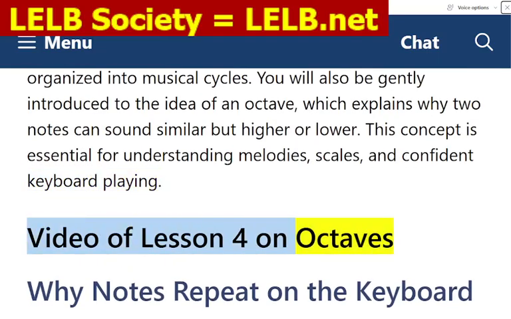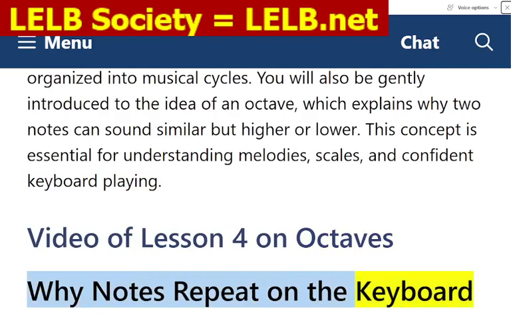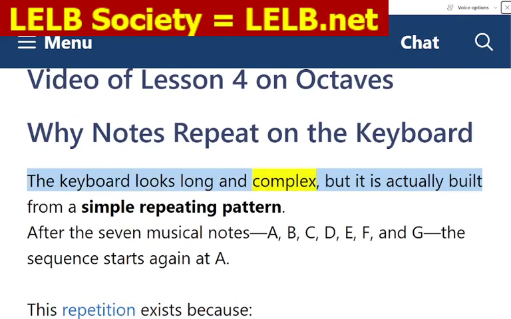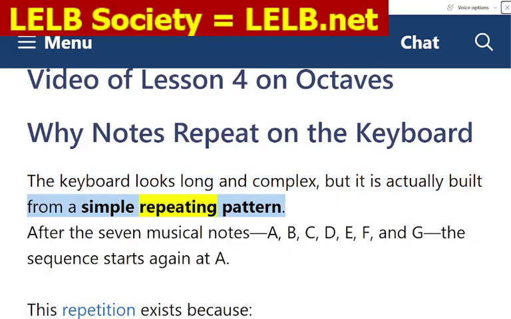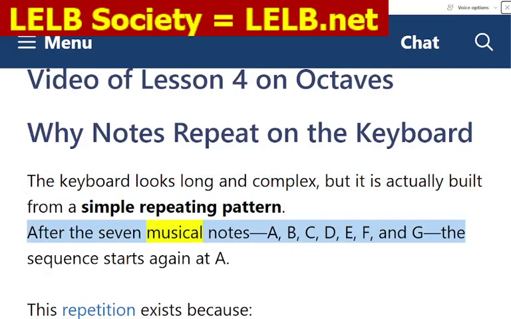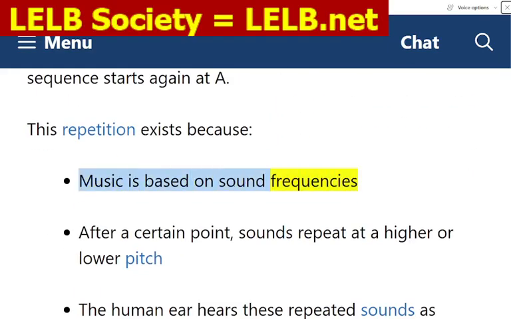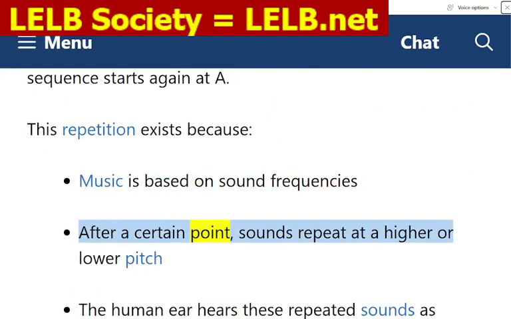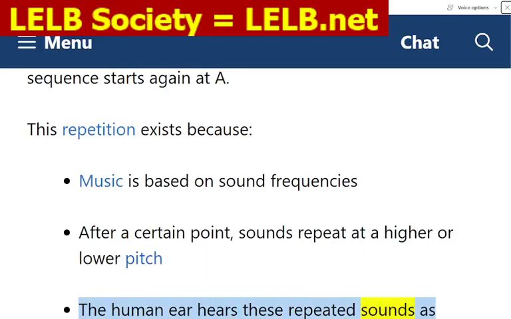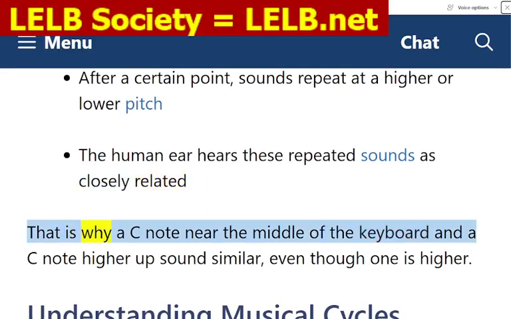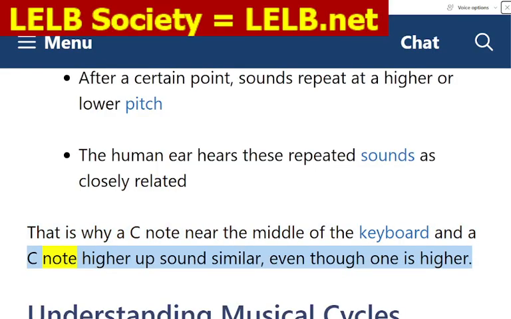Video of Lesson 4 on octaves. Why notes repeat on the keyboard. The keyboard looks long and complex, but it is actually built from a simple repeating pattern. After the 7 musical notes A, B, C, D, E, F, and G, the sequence starts again at A. This repetition exists because music is based on sound frequencies. After a certain point, sounds repeat at a higher or lower pitch. The human ear hears these repeated sounds as closely related. That is why a C note near the middle of the keyboard and a C note higher up sound similar, even though one is higher.